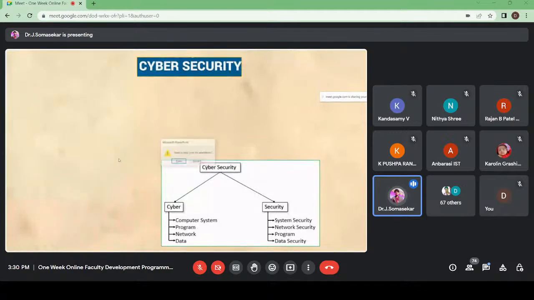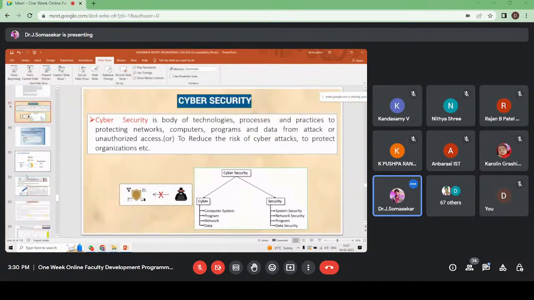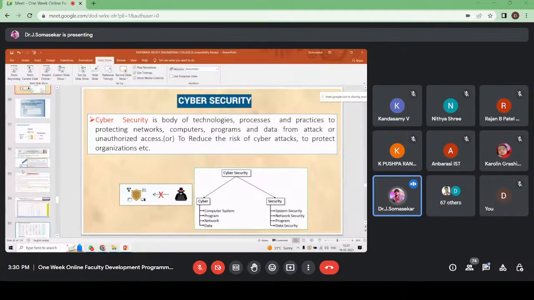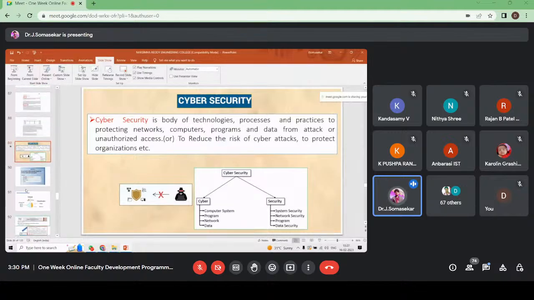The cyber security, I think, just a second, I will skip this one. Okay, the cyber security application I'll do. After that, we'll wind up.